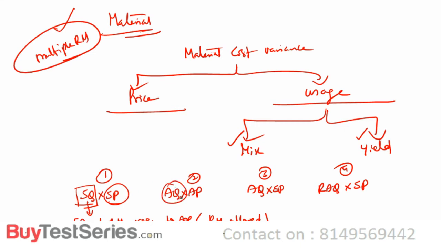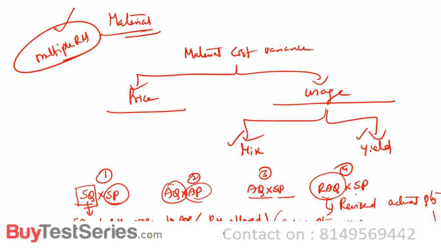AQ is actual quantity of raw material consumed for actual output. AP is actual price per unit of raw material. And what is RAQ? RAQ means revised actual quantity. What do you mean by revised actual quantity? It is actual quantity rewritten in standard proportion. So when you take actual quantity and rewrite it in standard proportion or standard mix, you'll get something called RAQ.